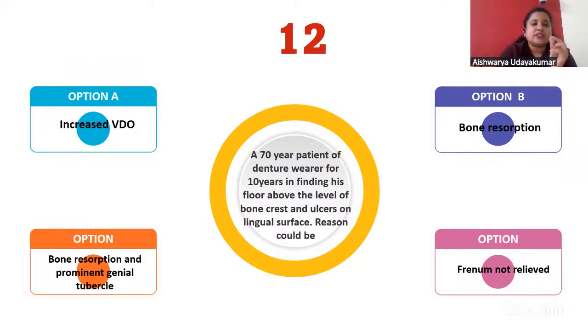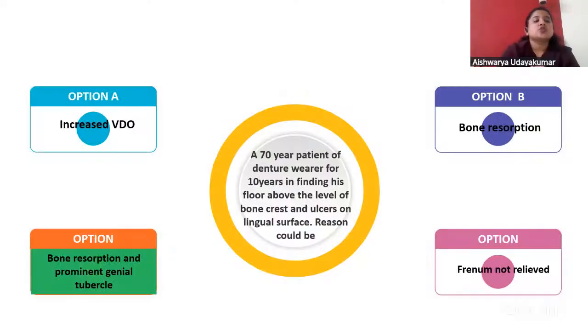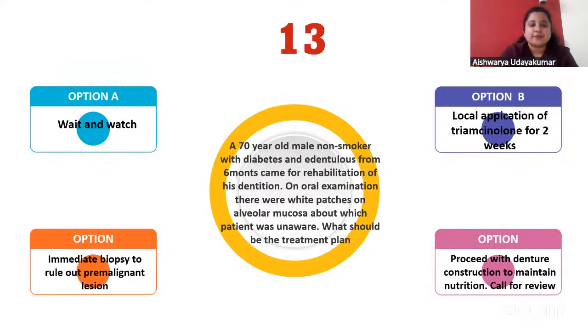So definitely when you hit the genial tubercle, there would be a severe problem. When the bone resorbs, the genial tubercle will come to a level with the resorption and the denture will keep on hitting there, causing pain to the patient. So the option is option C.